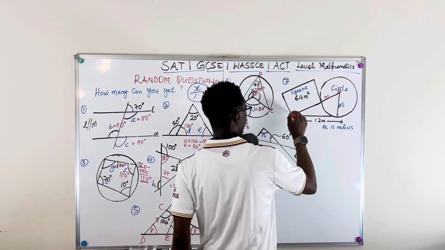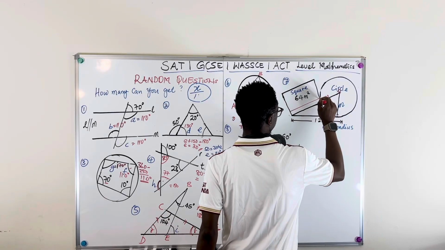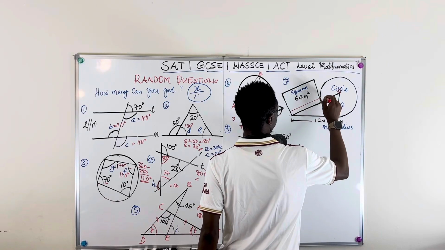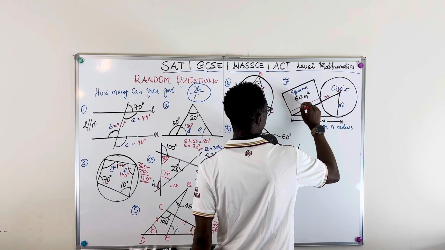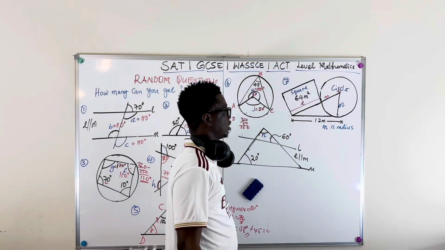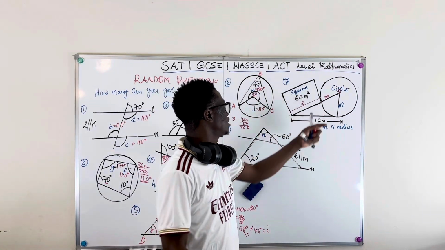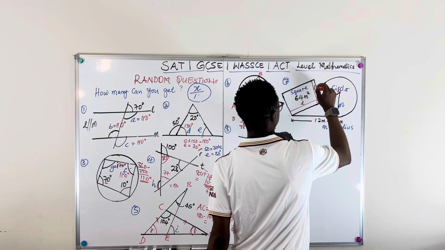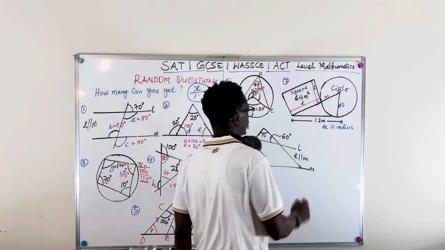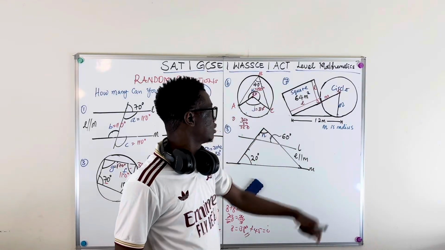We need to find this length. This we know already is M. Let's say this is just L. If this length is L, then this again, it is a square, so this again is going to be L, this again is going to be L, this is going to be L. Now, how do we get L?